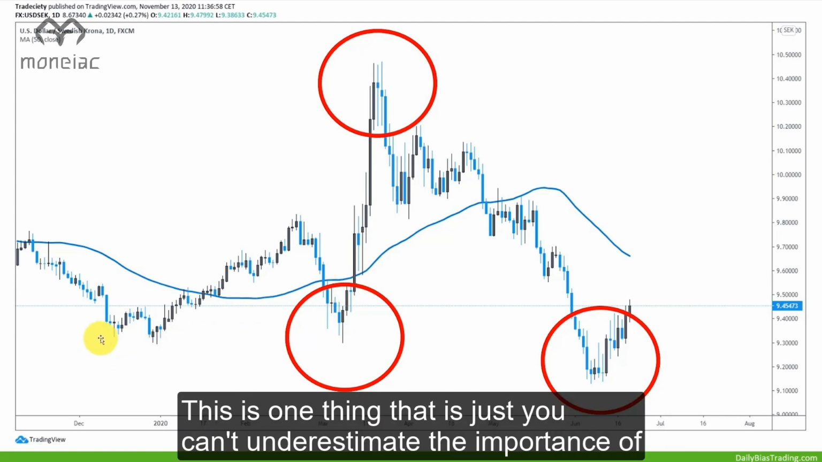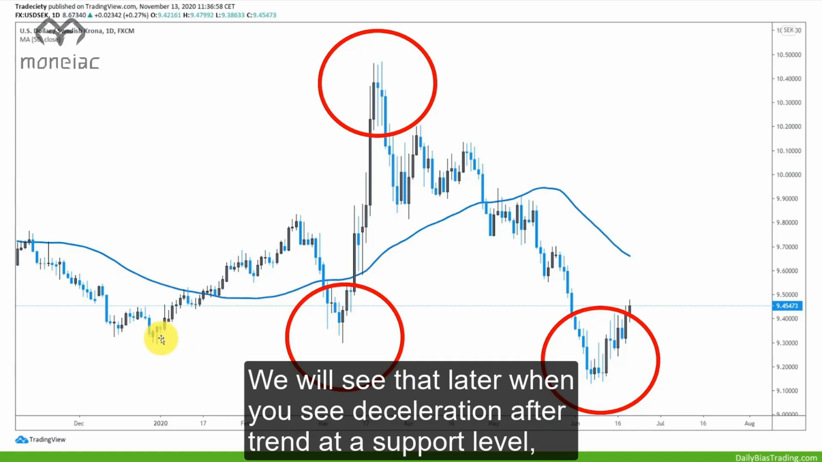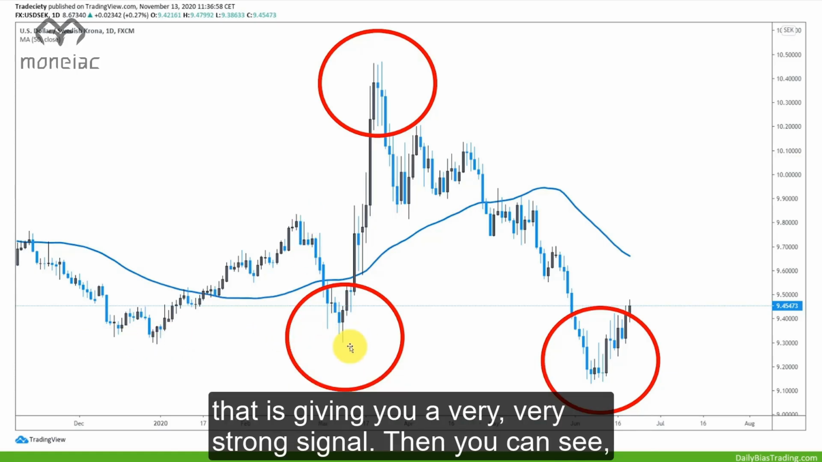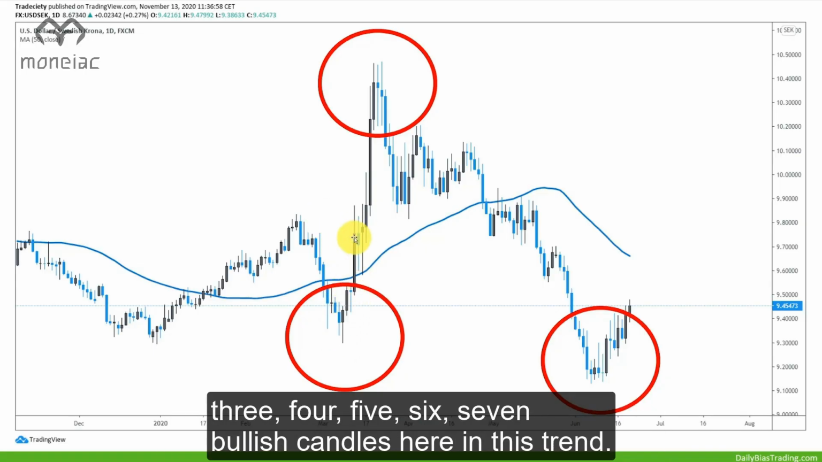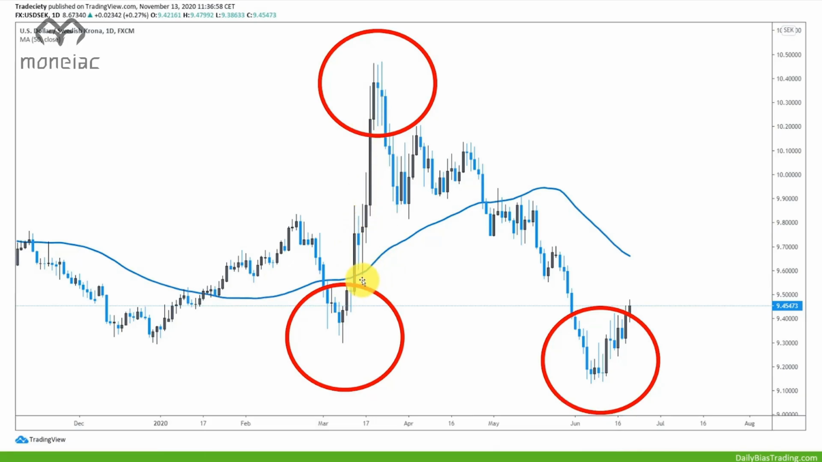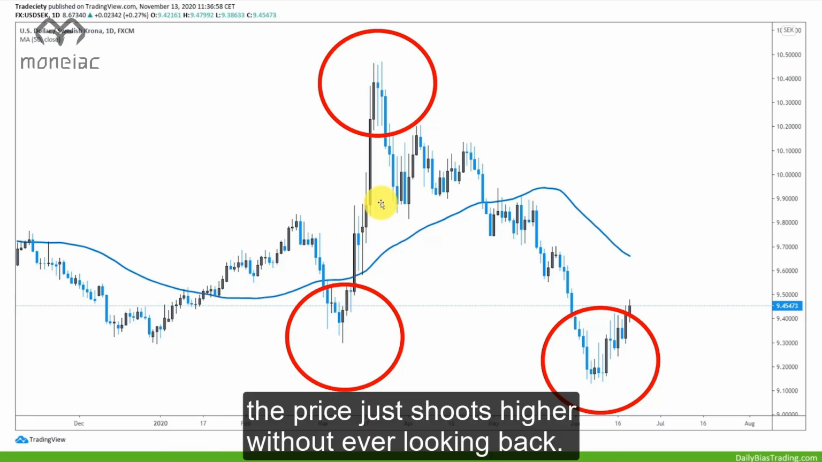You can't underestimate the importance of those support levels. We will see that later. When you see deceleration after a trend at a support level, that is giving you a very, very strong signal. Then you can see we have a strong bullish run. We have more or less 1, 2, 3, 4, 5, 6, 7 bullish candles in this trend. Very strong move. There's no correction wave. The price just shoots higher without ever looking back.